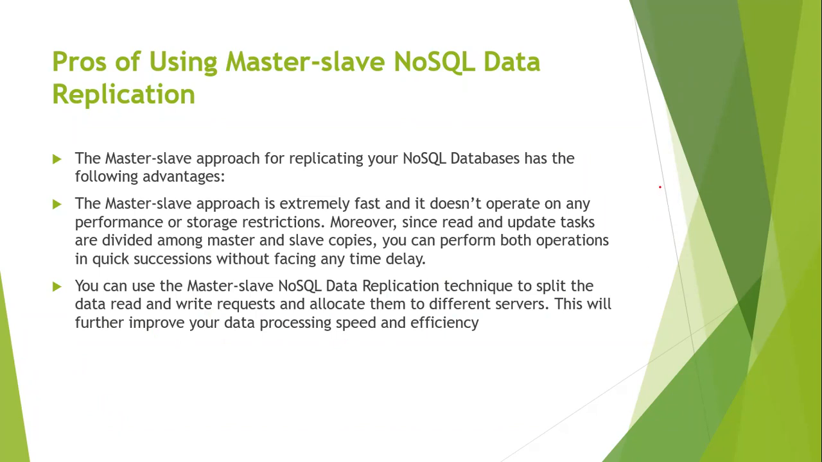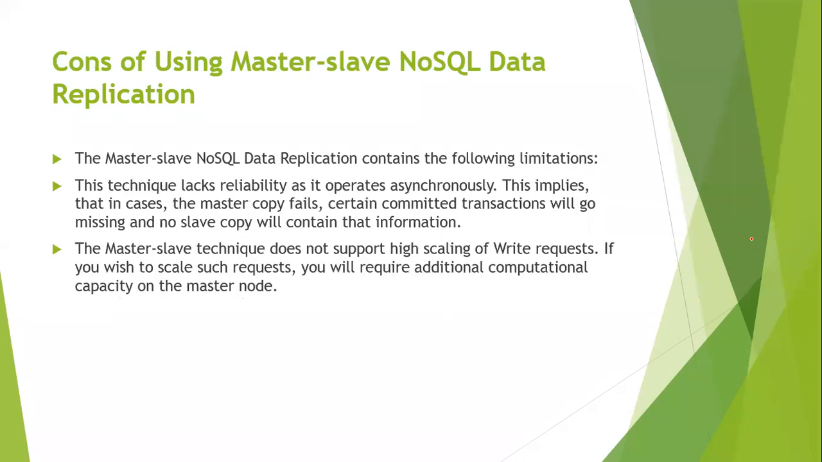As we discussed, master also has data, slave also has data. So if you want to perform a read operation, you can get the data from the slave as well as from the master. But which is better? Getting the data from the slave is better compared to the master. Why? Because the burden will be reduced on the master.